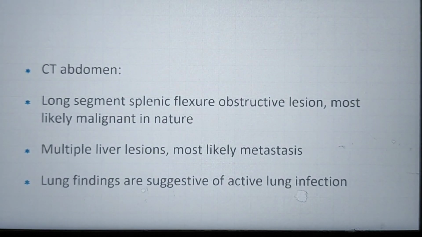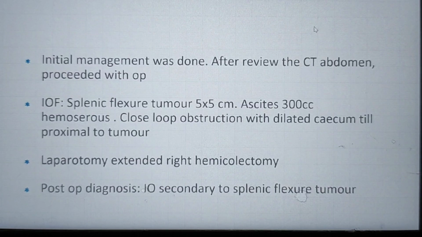The patient later underwent CT abdomen, in which it shows there is a long segment splenic flexure obstructive lesion, most likely malignant in nature, and there are also multiple liver lesions, which are most likely metastasis, and lung findings are suggestive of active lung infection. So initial management was done for this patient, in which we keep the patient NBM, we start him on IV drip, and also we put in Ryle's tube free flow and 4-hourly aspirate.